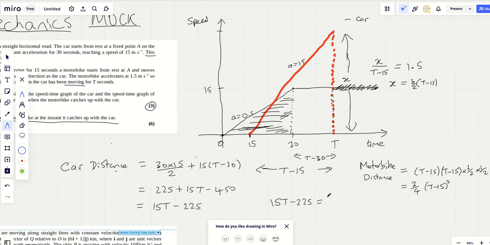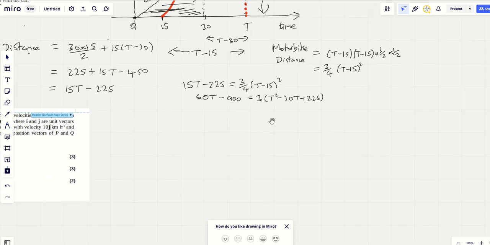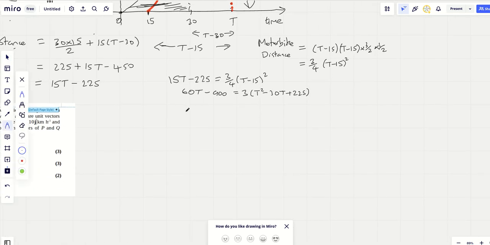So we equate the distances: 3/4 (t minus 15) squared. Really, this is a quadratic, so we're going to have to multiply it out. I'm going to multiply by 4 over here, giving me 60t minus 900 equals 3 times (t squared minus 30t plus 225). This might not be the quickest way. It's just a way which has occurred to me to do it right now. We don't always spot the quickest way of doing things, do we?